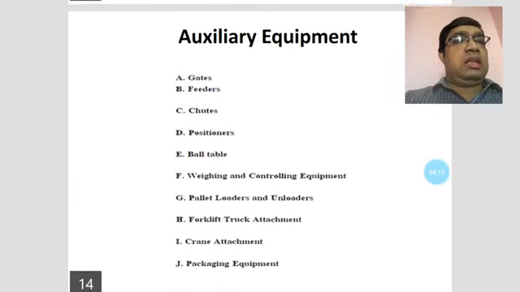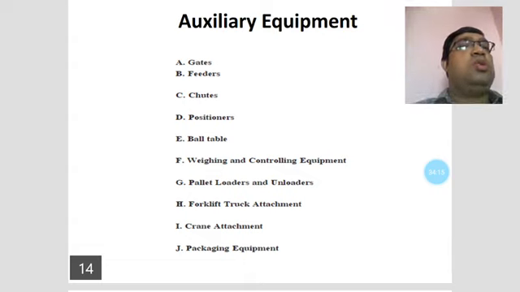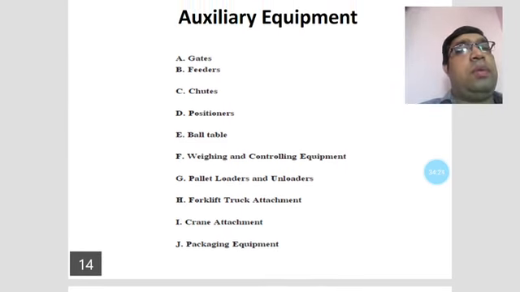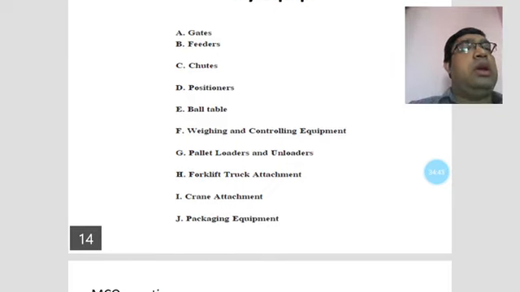And another thing is the auxiliary equipment. Under the auxiliary equipment you have to consider gates, feeder chutes, positioners, ball tables, and the weighing and controlling equipment. The pallet loaders and unloaders are also auxiliary material handling equipment. And sometimes we have to consider the forklift truck attachment as auxiliary equipment.